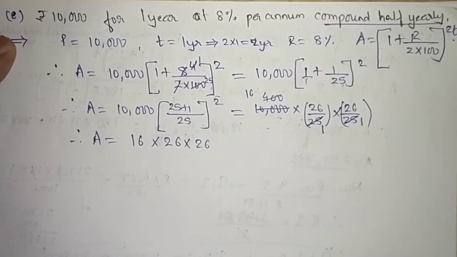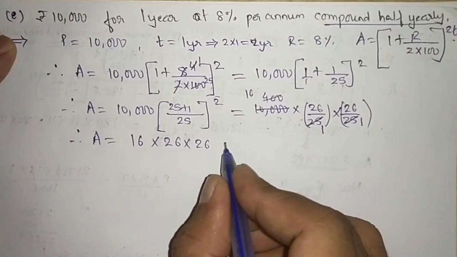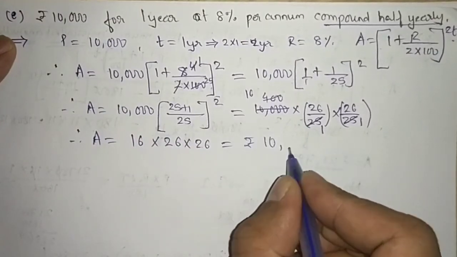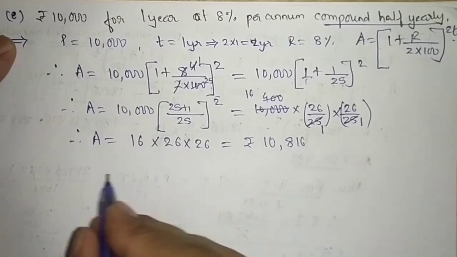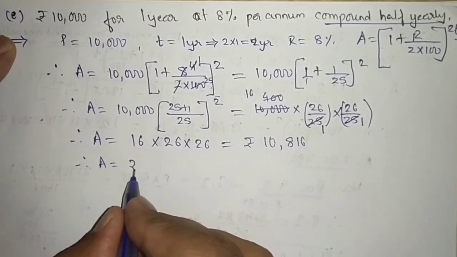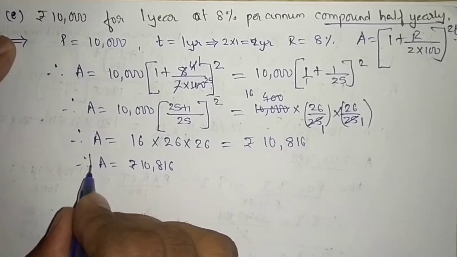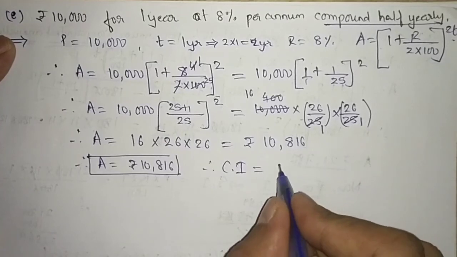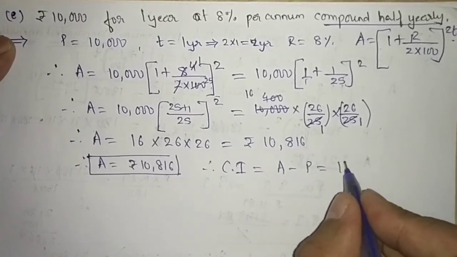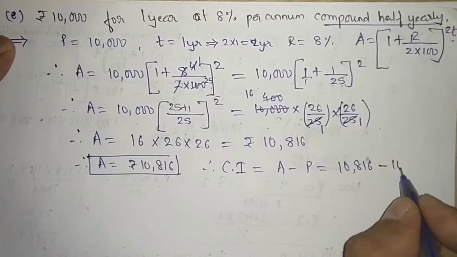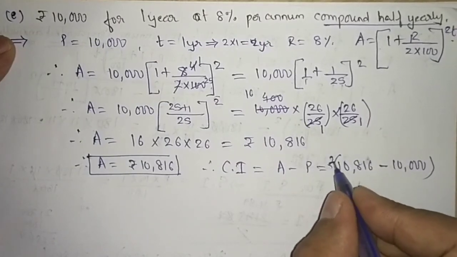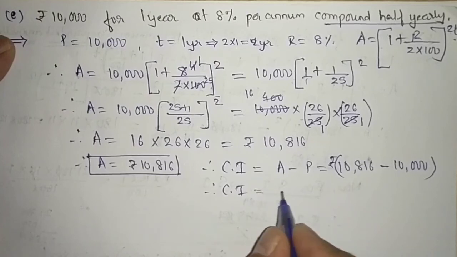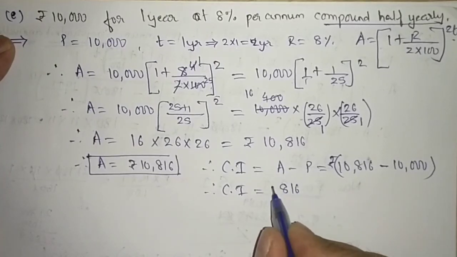So if you solve, when you are multiplying 26 into 26 into 16, you will get rupees 10,816. Therefore my amount will be rupees 10,816. Now calculating compound interest. Compound interest is amount minus principal. Amount is 10,816 minus 10,000. So my compound interest will be 816 rupees.